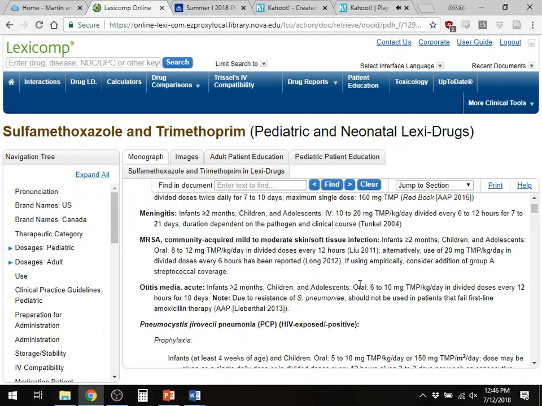All right, so for kids and adolescents, oral 6 to 10 milligrams of TMP per kilo per day. Notice that, we're dosing it based off the trimethoprim component. So that's already taken out. That will always indicate if you have a combination drug, it'll tell you what you're dosing based off of. So here's 6 to 10 milligrams per kilo of trimethoprim per day, divided doses every 12 hours for 10 days. So I have my duration of use, how often I'm going to give it, and the actual amount I'm going to give. So let's say we're dealing with a 10 kilo kid. How much am I going to hit of the trimethoprim?